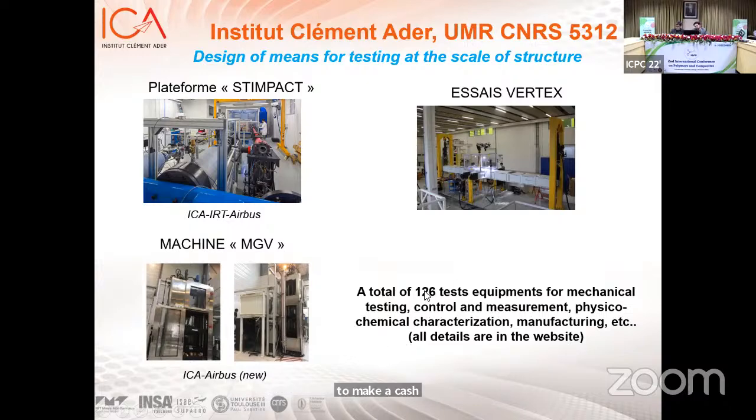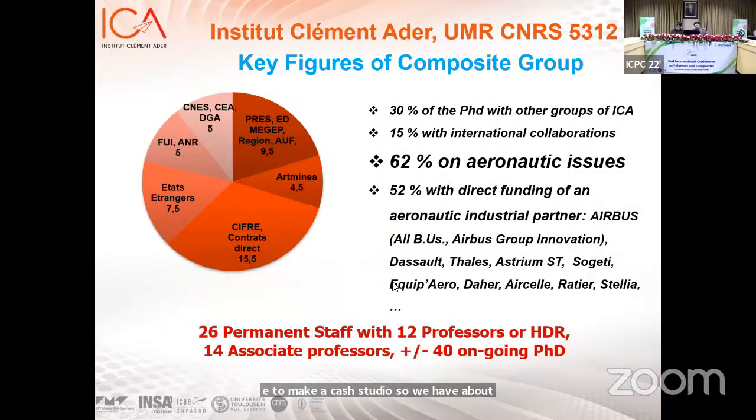So we have about 130 pieces of equipment. We are in France, working closely with industry, even in the research. In my team on composite structures, we have about 62% of subjects related to the aeronautic industry and 50% with direct funding from French industry. And we have about 40 ongoing PhDs.